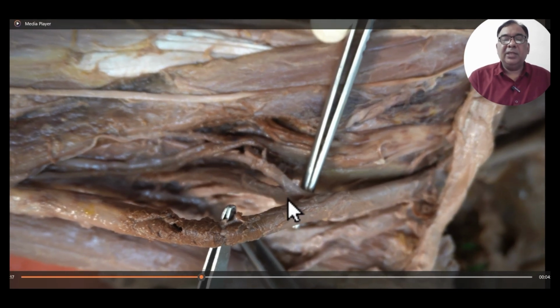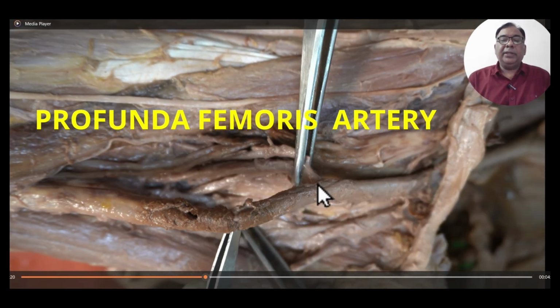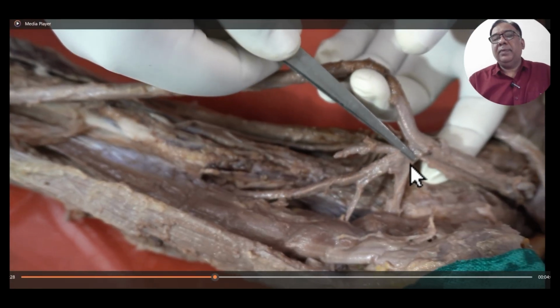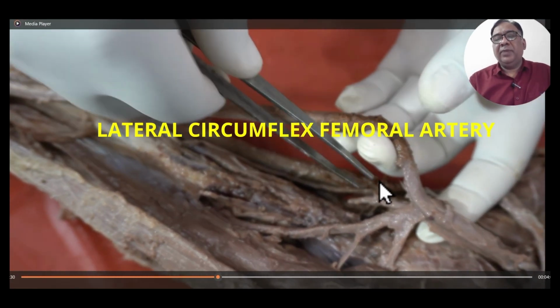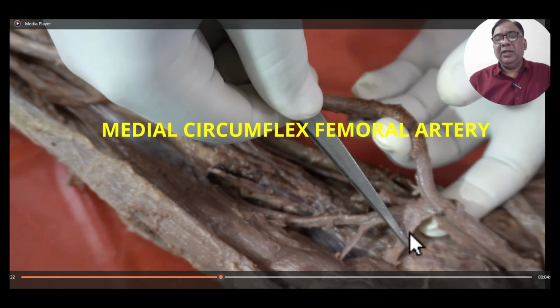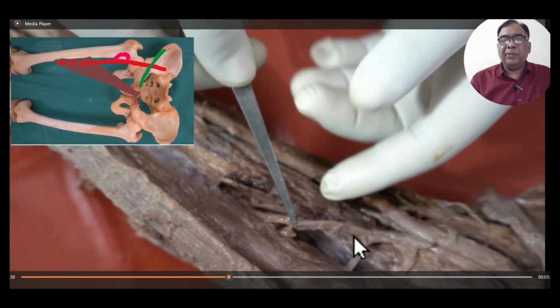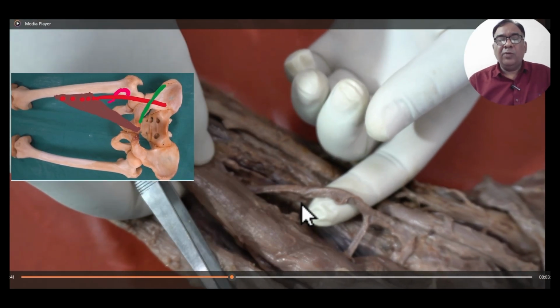Here you can see this is profunda femoris artery. It is the largest branch of femoral artery. It arises from the lateral aspect of femoral artery about 4 cm below the inguinal ligament. This is profunda femoris artery. This is lateral circumflex femoral artery and this is medial circumflex femoral artery. This is perforating branch and here profunda femoris runs downward and medially.